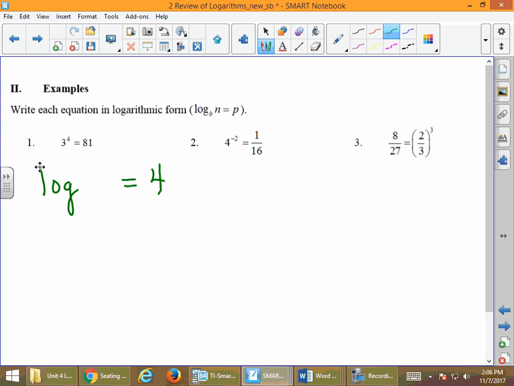Well, this is 3 to the 4th. The 3 is a subscript. It drops down a half a space. It's kind of like an exponent, only you go downward instead of upward, which means that there's only one more piece of the problem, which is the 81. This is log base 3 of 81 equals 4.